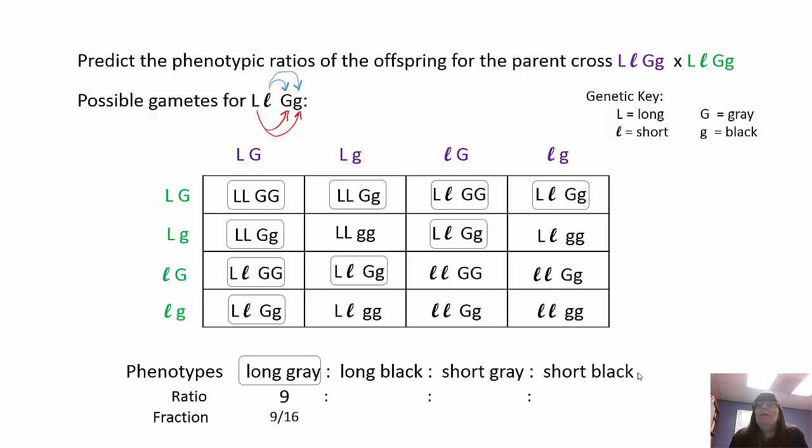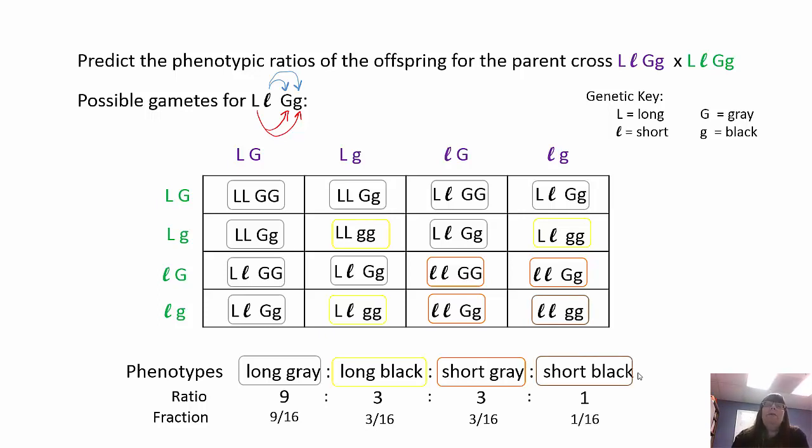Long black, one dominant, one recessive. Those are in yellow, so we have 3 of them. Short gray, which is the other recessive and dominant. So those are, again, 3. And then one little double recessive at the end there, short black. So you're always going to have this phenotype.